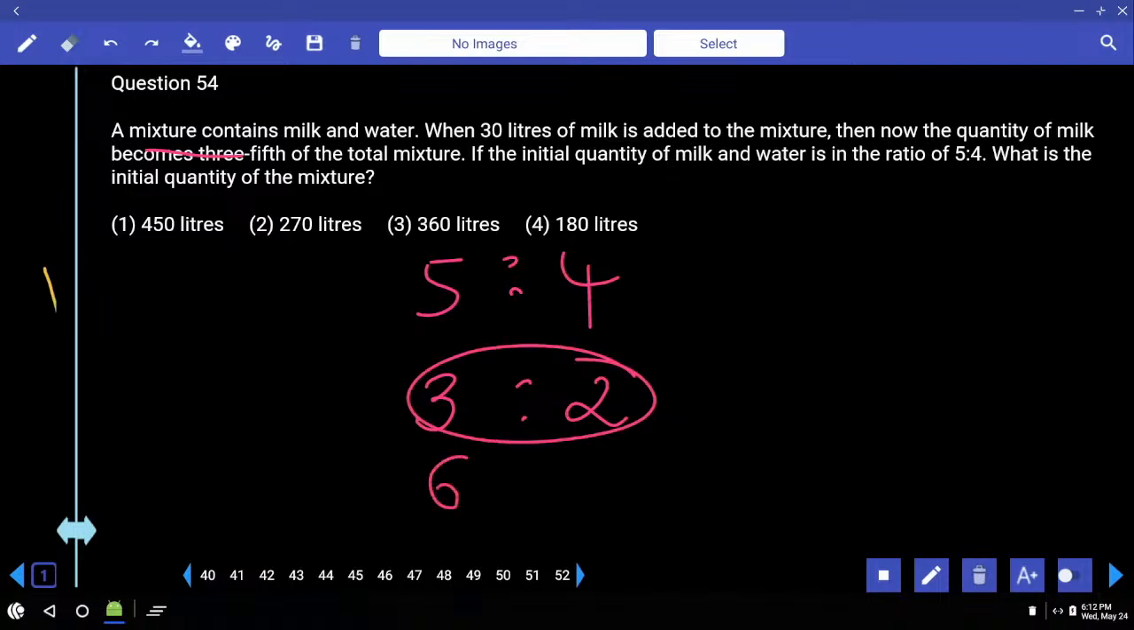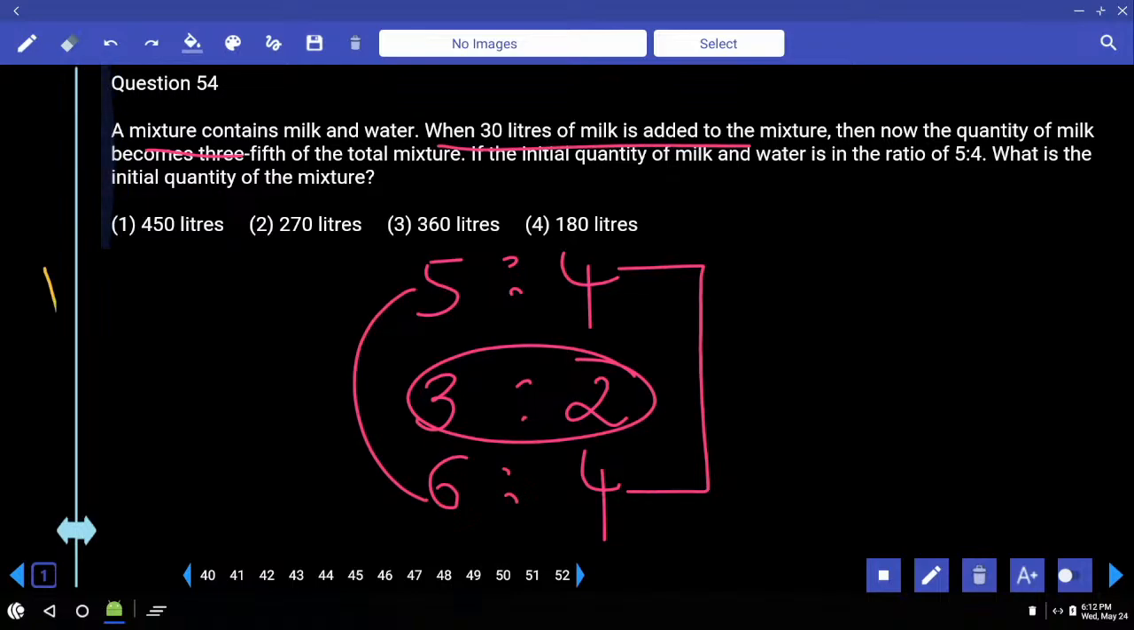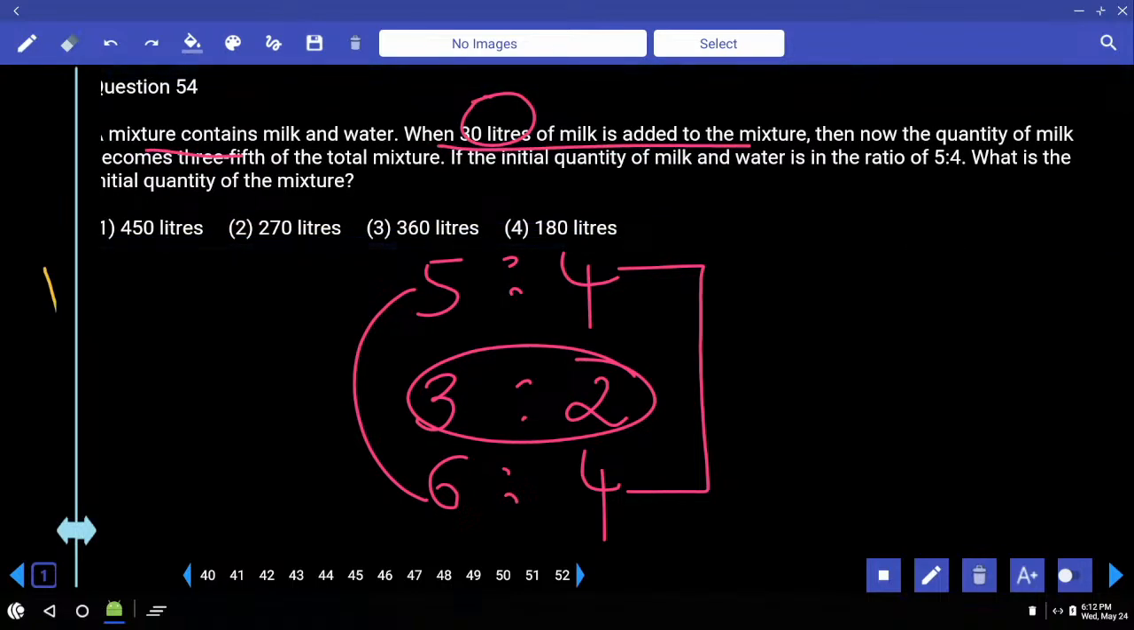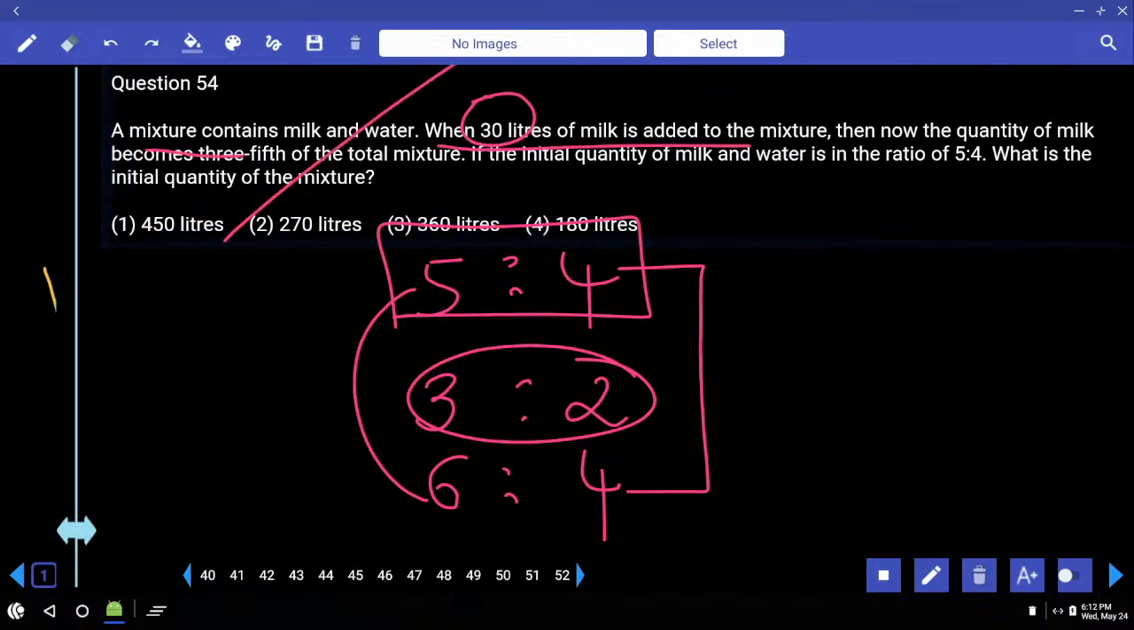This can be written as 6:4. Water is not disturbed. So 30 liters of milk is added, therefore 1 part is equal to 30. Therefore what is the initial quantity of the mixture? 9 parts, that is 270.